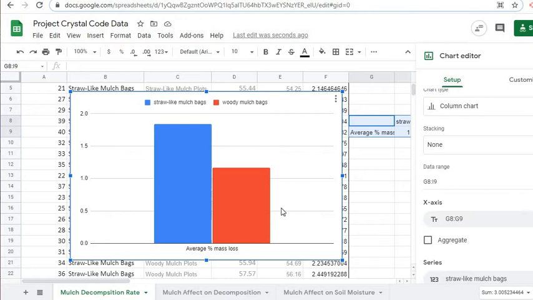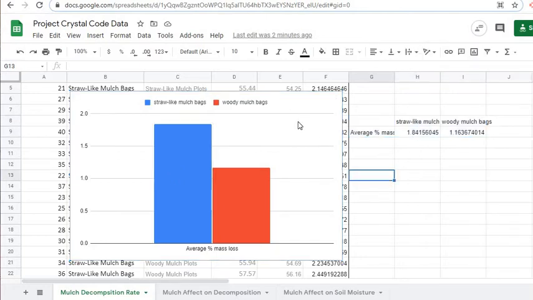So what we have here is a bar graph where the blue bar is the average percent mass loss of our straw-like mulch bags, and the red bar is the average percent mass loss of our woody mulch bags. As you can see from this data here, the straw-like mulch bags had a higher percent mass loss, so they had higher decomposition.